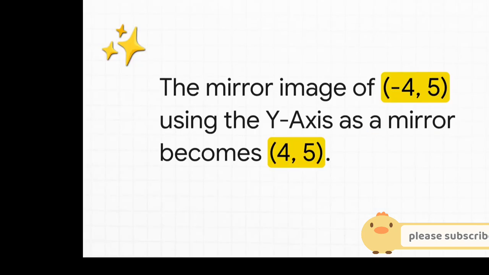Take our point, -4, 5. Let's say we're told the y-axis is our mirror. According to our trick, the y-axis protects the y-coordinate. So the 5, it stays exactly as a positive 5, but the x-coordinate has to flip its sign. So, -4 magically becomes positive 4. Just like that, the mirror image jumps from the second quadrant straight into the first quadrant at positive 4, positive 5. It's just incredibly elegant, isn't it?